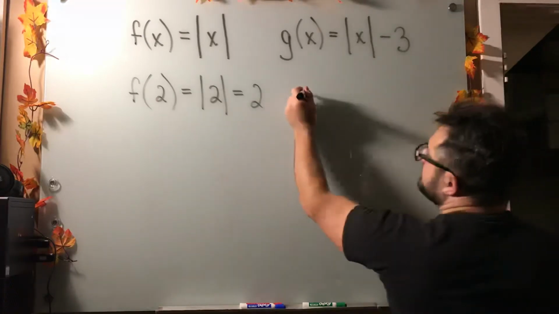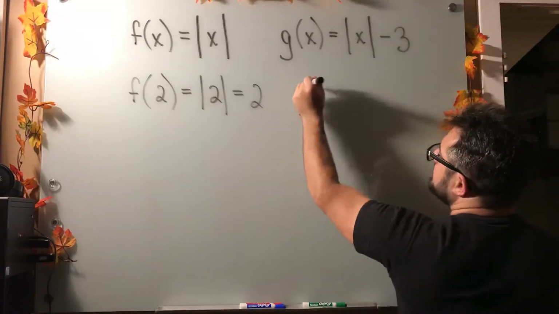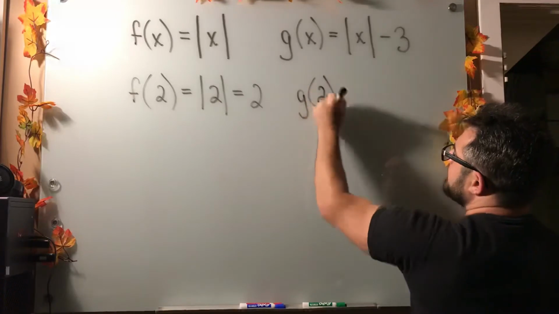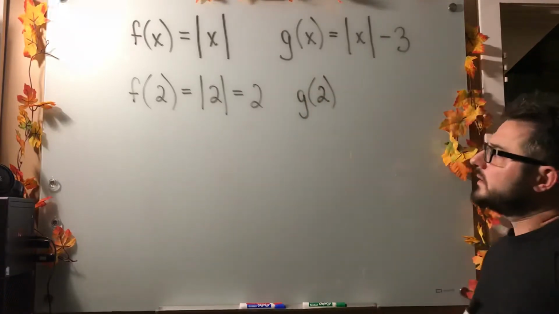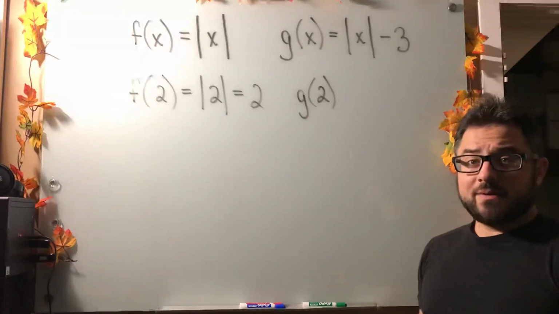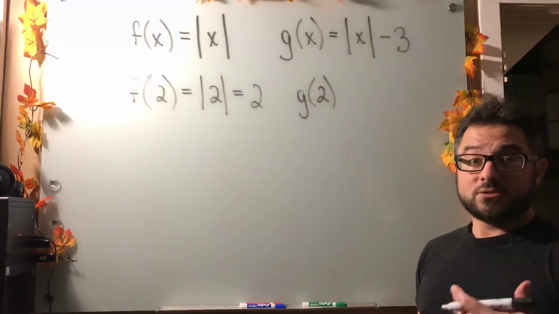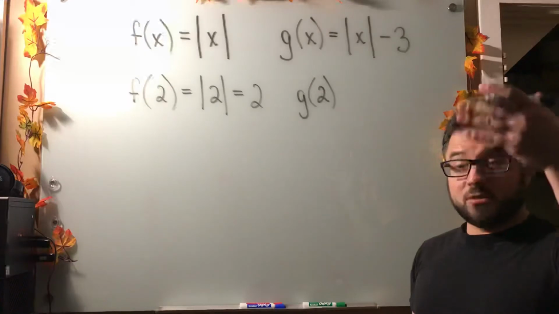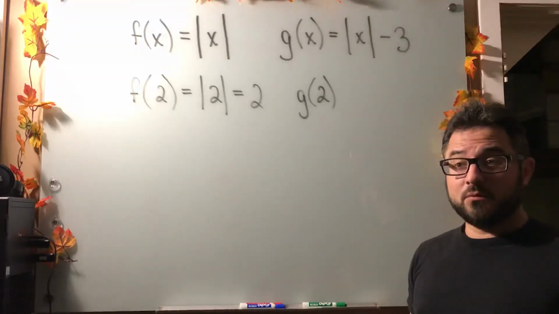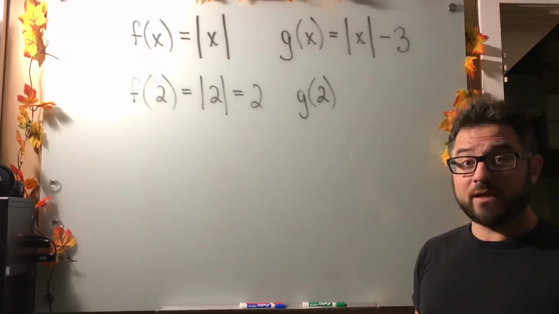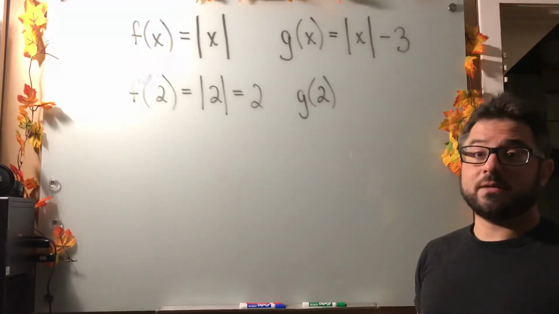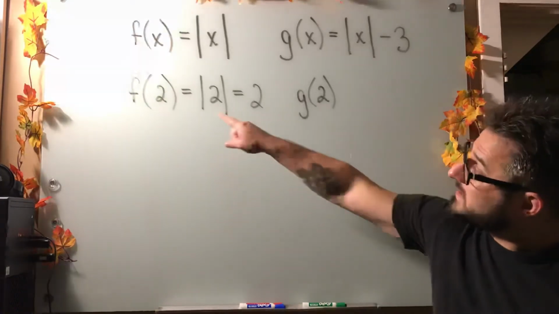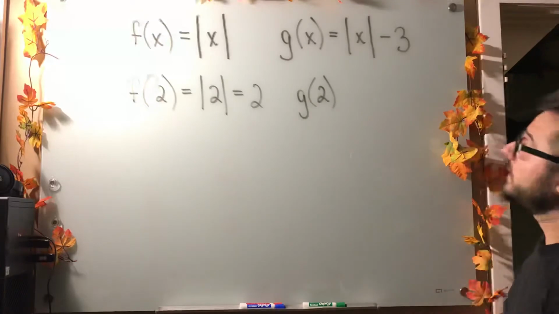Now, if I were to evaluate g at the exact same x value, now the reason I'm using the exact same x value is because if this is truly a vertical shift, as we said, then it should go up and down, which should be a change in the y values. It should have absolutely no effect on the x values. So I'm using the same x value in each one.